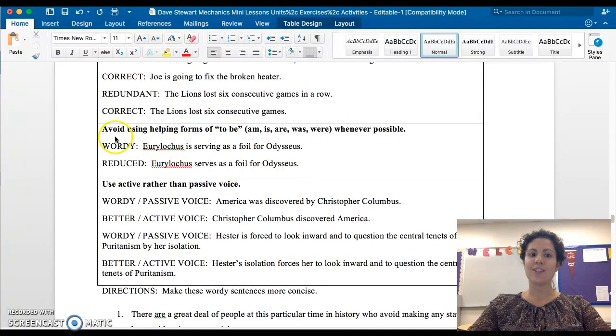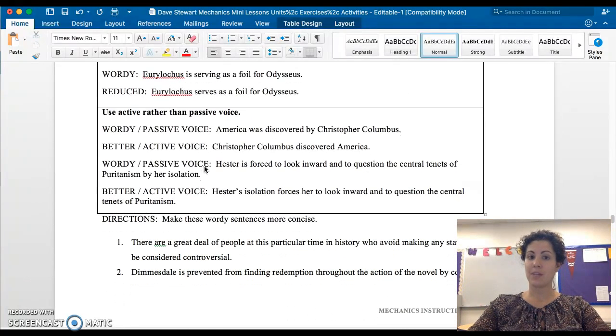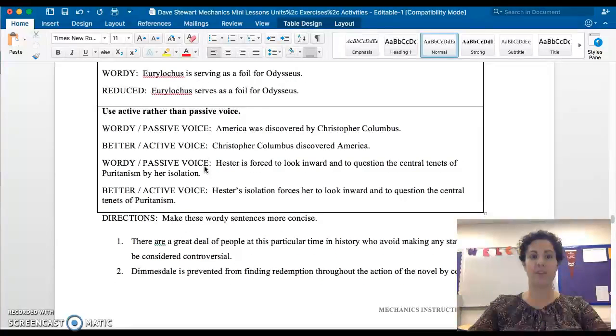Okay. You can also avoid using helping forms of "to be" (am, is, are, was, were) whenever possible. You could say Eurycles is serving as a foil for Odysseus. Or what we would want to say instead of "is serving," and we talked about this a lot in our narrative unit, I don't know how to pronounce the name, Eurycles serves as a foil for Odysseus. So instead of "is serving," change it to "serves." Much stronger, much clearer.